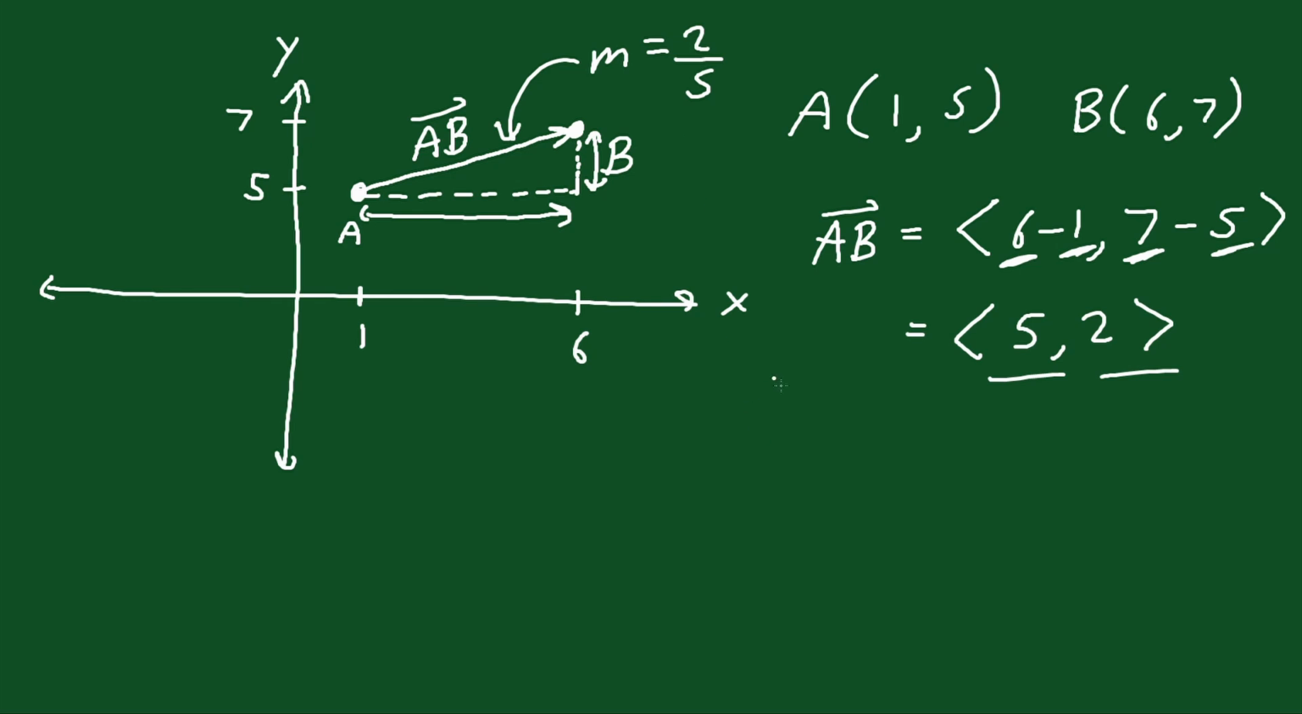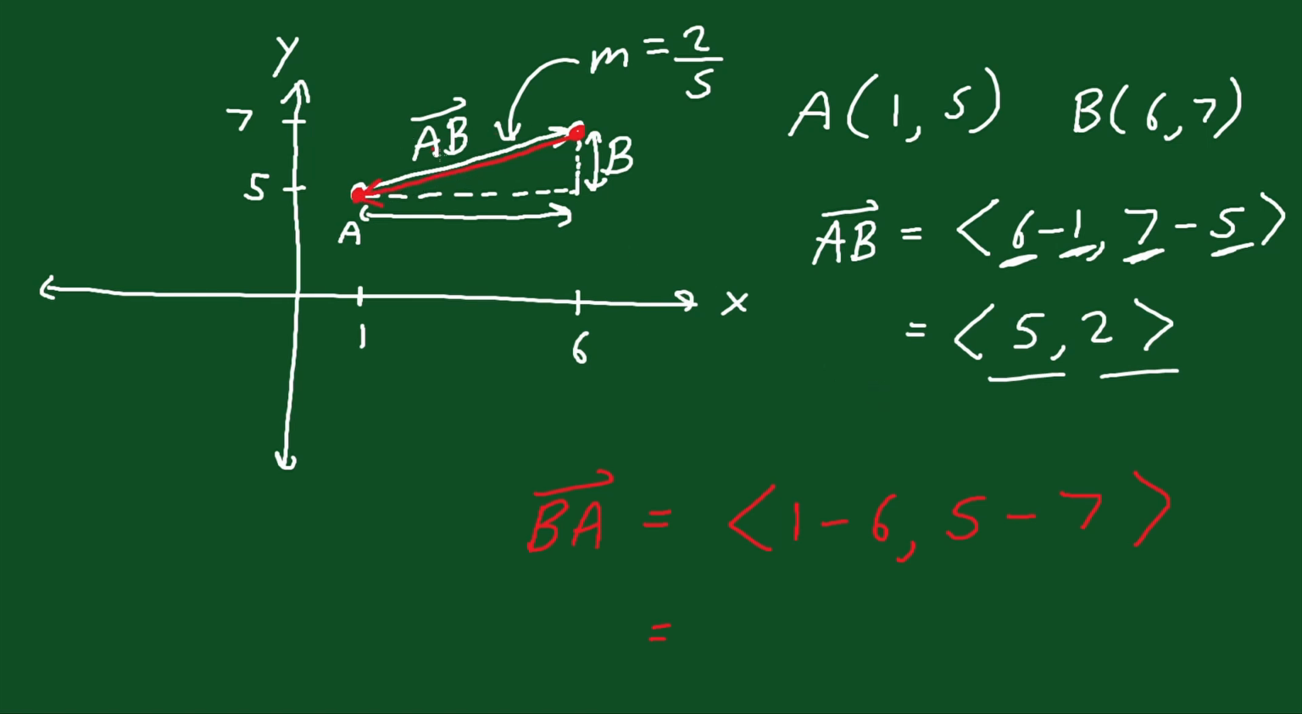If I had the opposite, if I have vector BA, and I'll use a different color for this. Vector BA is the opposite. It is A minus B. It is 1 minus 6 and 5 minus 7. Now, why is it the opposite? Because vector BA is the vector that goes from point B to point A. It goes in this direction, the opposite direction of vector AB.